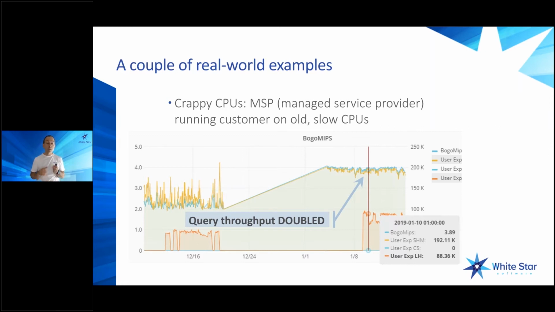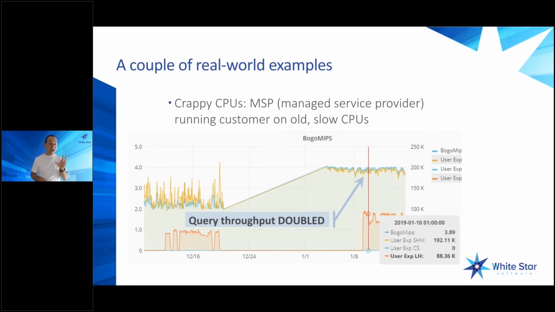So we pushed the managed service provider to move them to modern CPUs, and he still put them on crappy CPUs. Here the BogoMIPS is around 4, so it's not like he moved them to super Xeon Gold CPUs, but right away we doubled the throughput, both on user experience LH and user experience shared memory, right? And that resolved the problem with the customer.